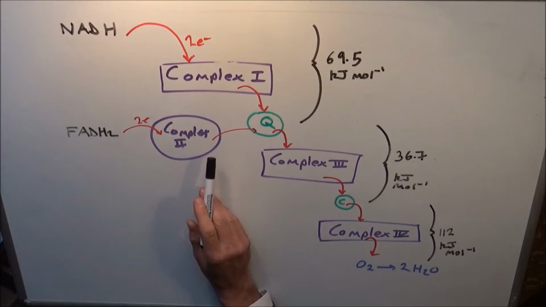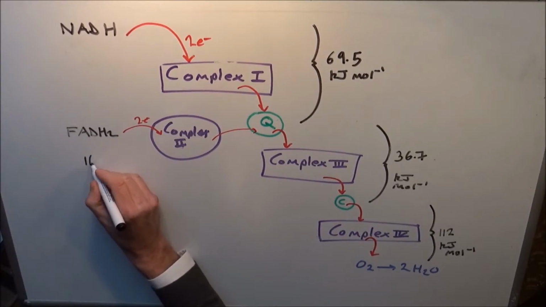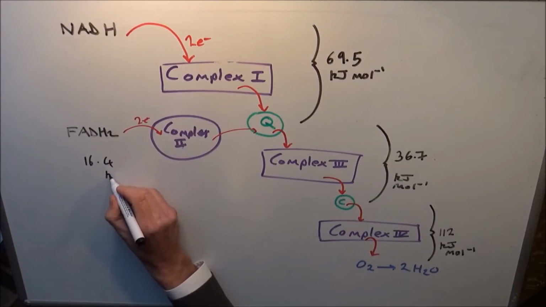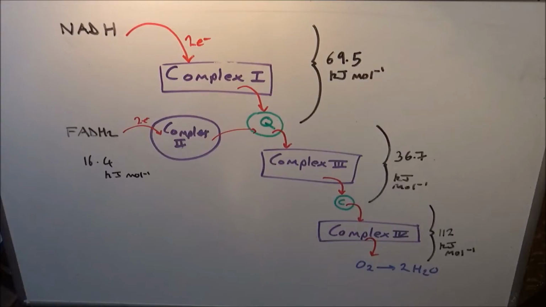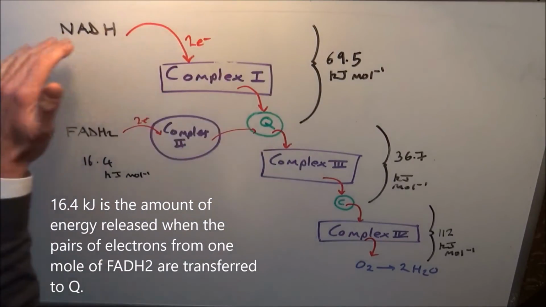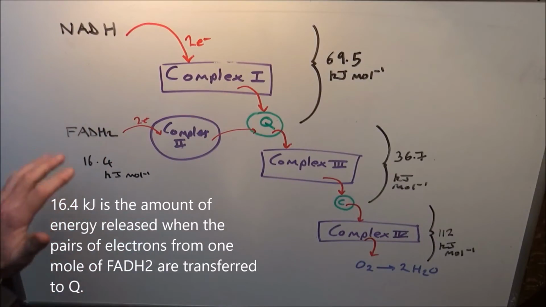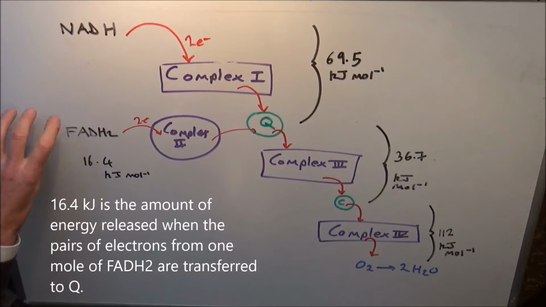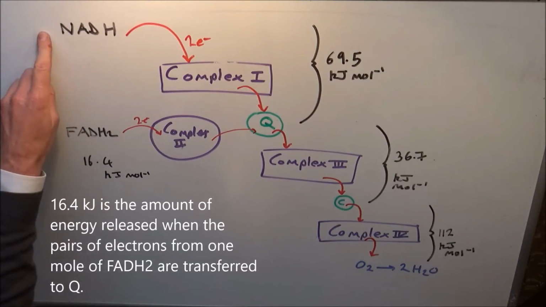The point is, when FAD feeds its electrons into the electron transport chain, as the electrons go into complex 2, the energy released is only about 16.4 kilojoules per mole of FAD reduced, compared with the 69.5 kilojoules per mole when NADH feeds them in via complex 1. So basically you're getting less energy out of the electrons coming from FADH2 than you get from NADH.